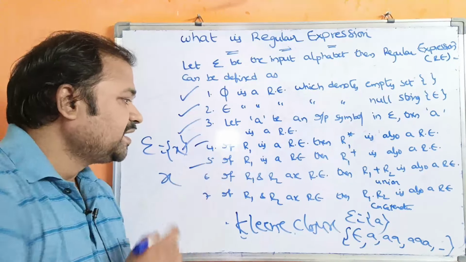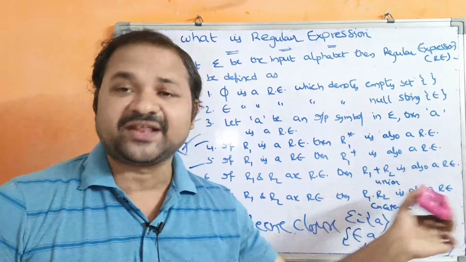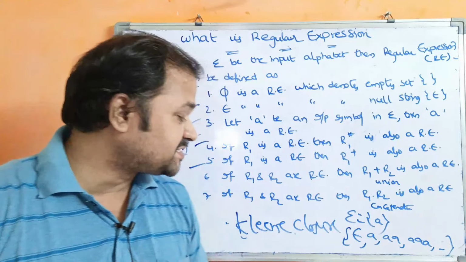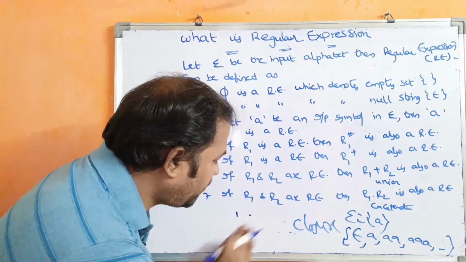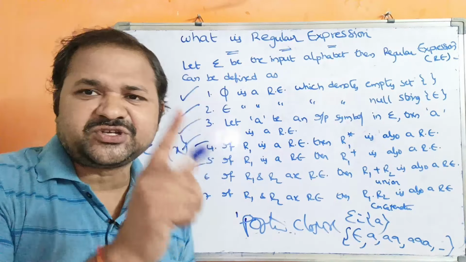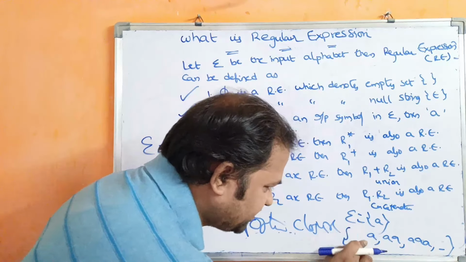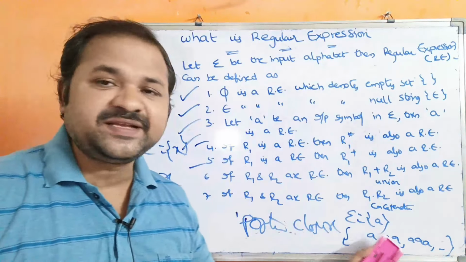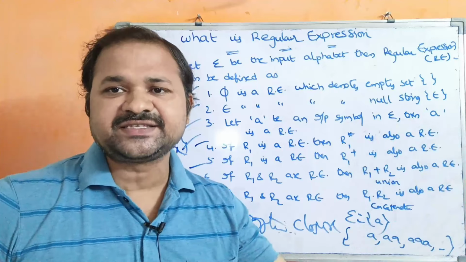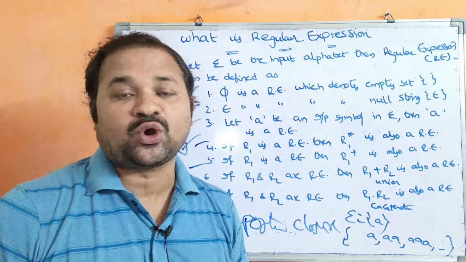Next rule: if R1 is a regular expression, then R1 plus is also a regular expression. R1 plus means positive closure. Positive closure means we should have a minimum of one occurrence, so epsilon is not present. Positive closure means one occurrence of A, two occurrences of A, three occurrences of A, like that. It should not contain zero occurrence.